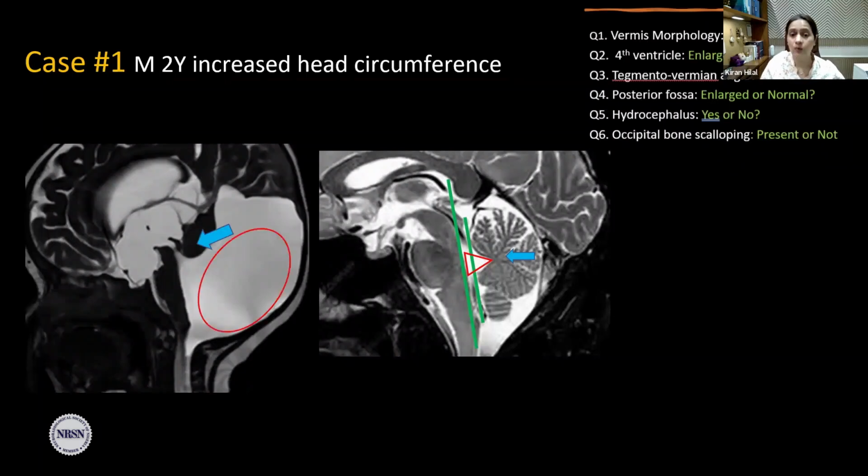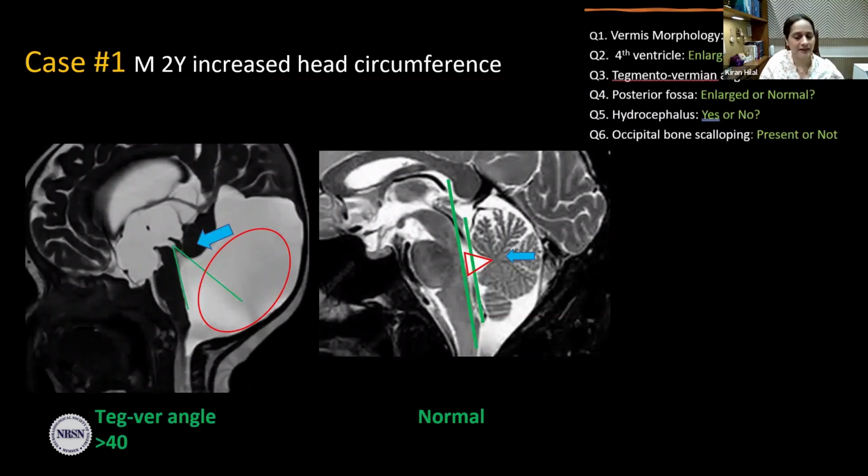Now, my second question, what is the size of the fourth ventricle? Is it large or is it normal? Look at the fourth ventricle here and look at the fourth ventricle. Definitely it is enlarged. My third question, tegmentovermian angle. This is the normal zero tegmentovermian angle. If we calculate the tegmentovermian angle, it is definitely more than 40.